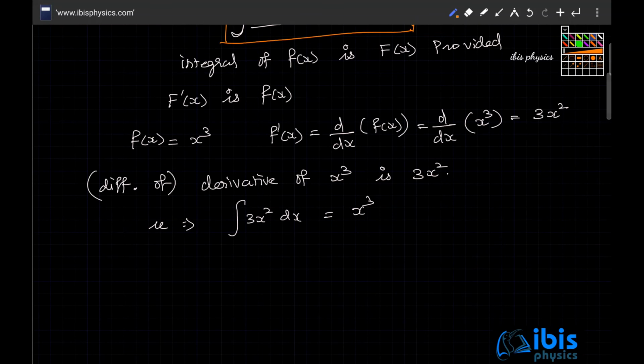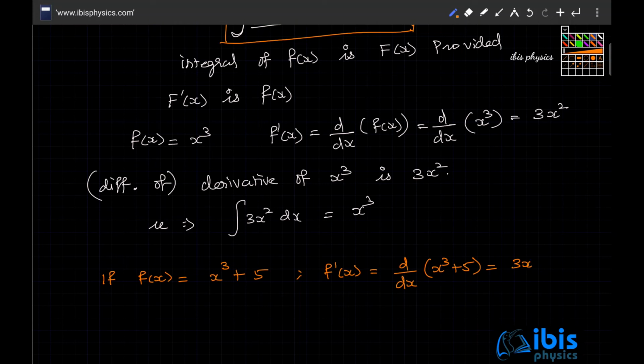Okay, but there is a trouble to this. For example, if F of x is equal to x cube plus 5, then what is F dash of x? F dash of x is d by dx of F of x. F of x is x cube plus 5. When you differentiate it, we know the constant rule, we have already done that. So the differentiation of x cube is 3x square, plus d by dx of this constant is 0. So you are getting 3x square.